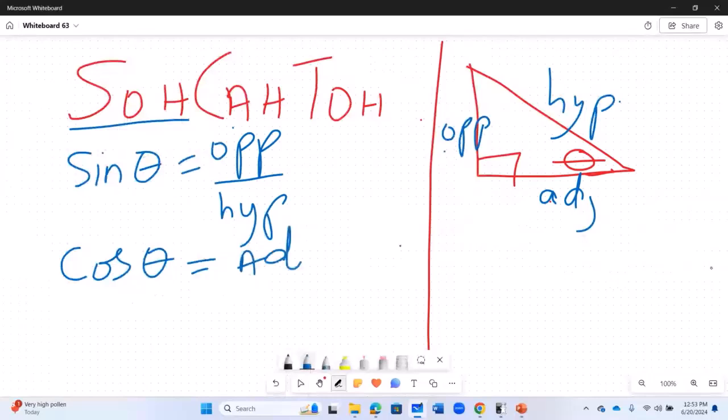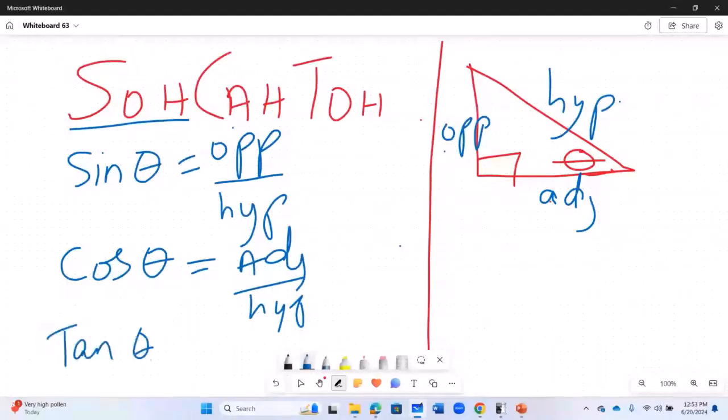adjacent to theta over hypotenuse, and tangent of theta, tan theta, is opposite over adjacent. Opposite over adjacent. Okay.